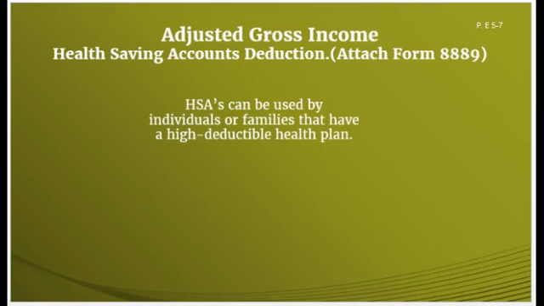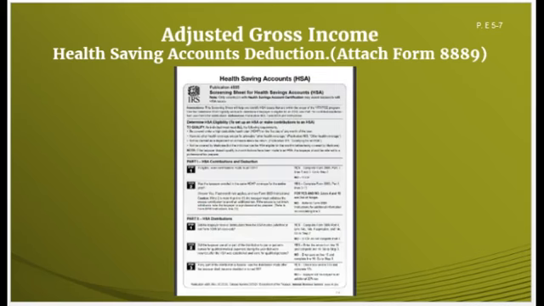In a nutshell, an HSA is a high deductible insurance that allows the holder of that insurance to put money into an HSA account. The deduction is carried on Form 8889. And again, you would need that special certification in order to complete a tax return with an HSA on it.